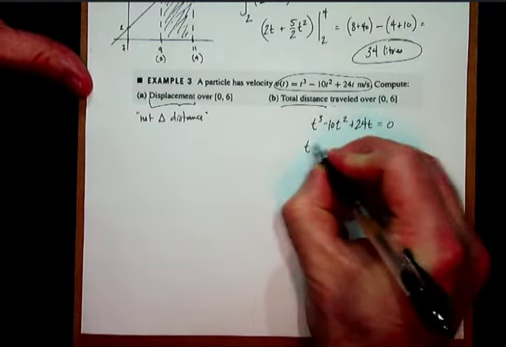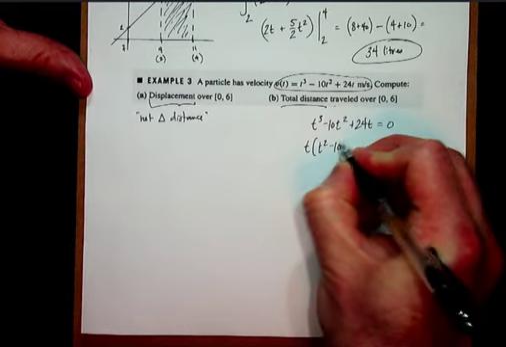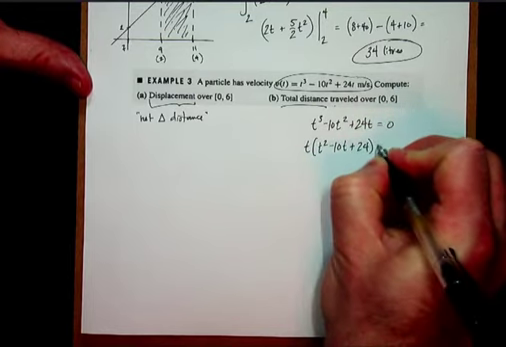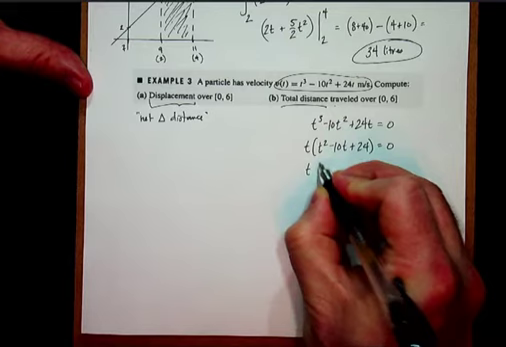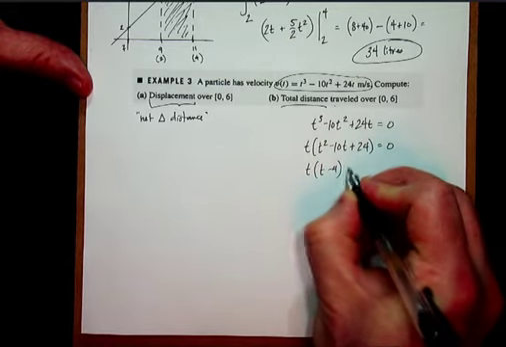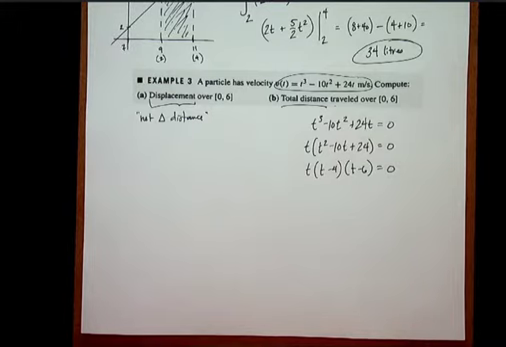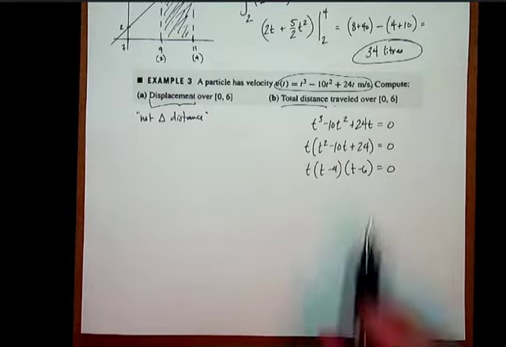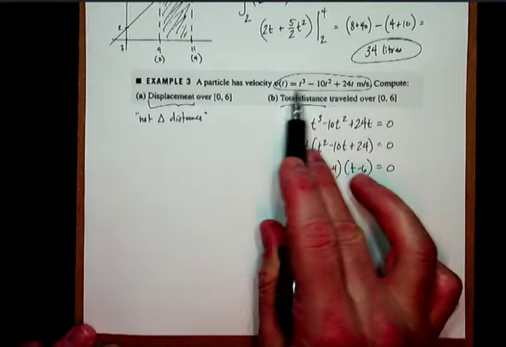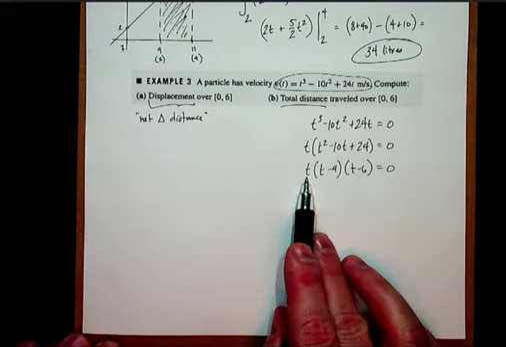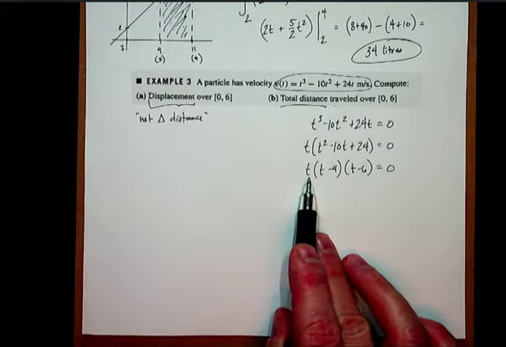And I factor out a t, and I get t squared minus 10t plus 24. And you get t and t minus 4 and t minus 6. Okay? Well, that's kind of interesting. That means that this right here changes sign at t is equal to 0. Well, if you're actually dealing with a real-world scenario, t is equal to 0 is when it starts.